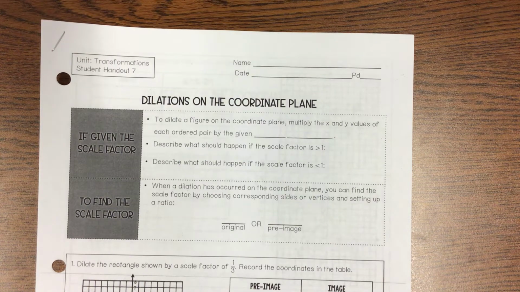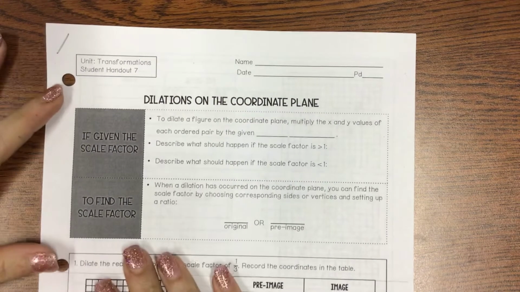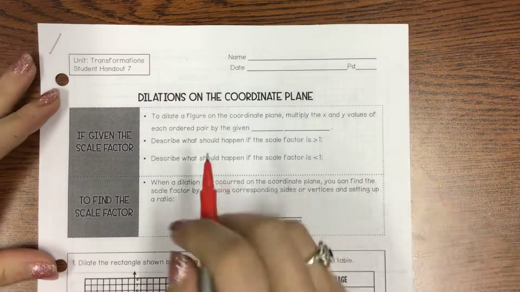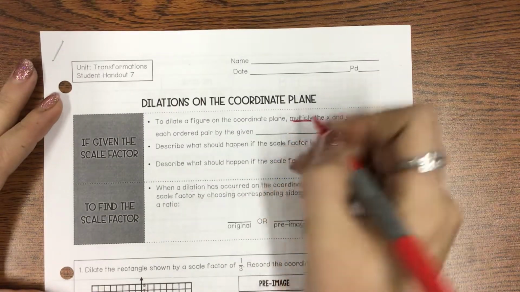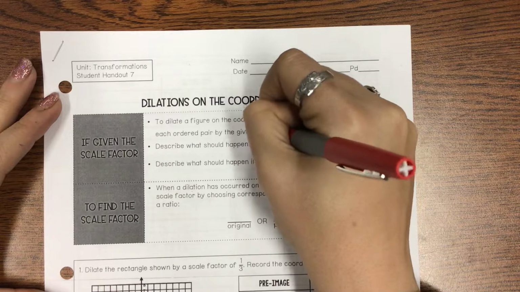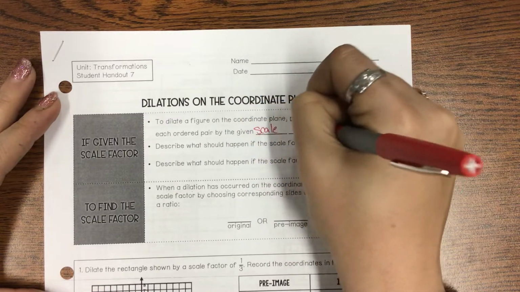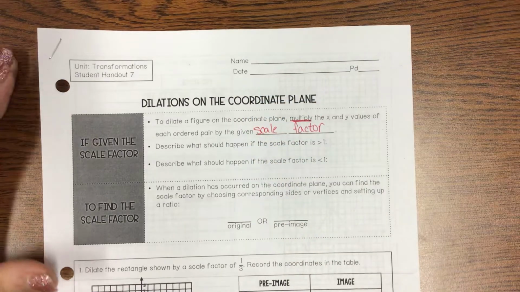So yesterday you guys started talking about dilations, looking at things that are growing or shrinking. Today we're going to look at what they look like actually on a graph. So just as a quick reminder, when we dilate a figure, we multiply by the scale factor. And we're going to start out just focusing on that.